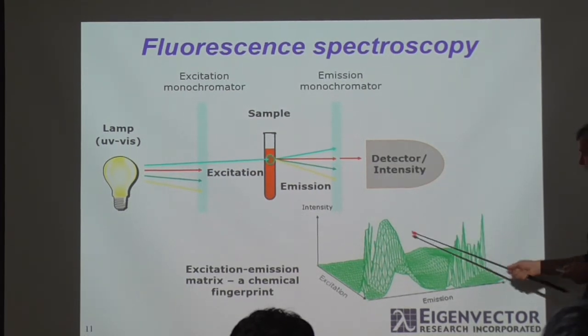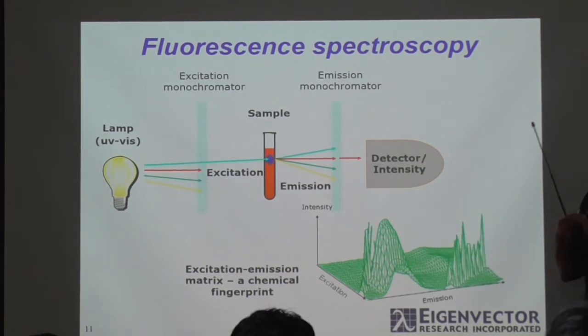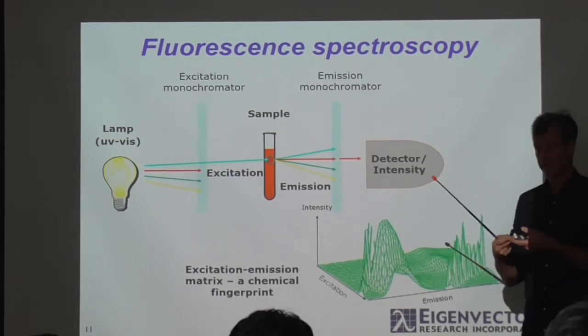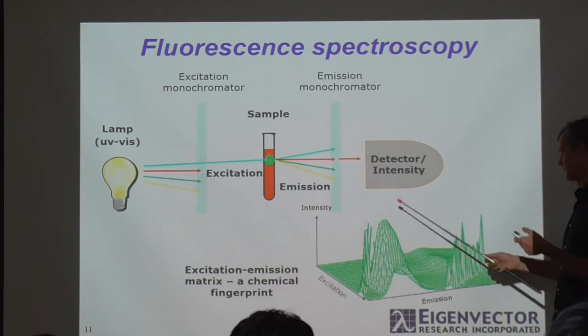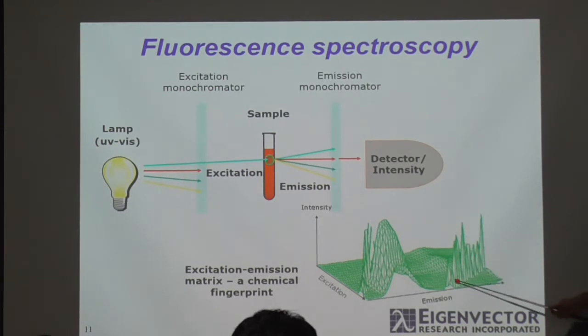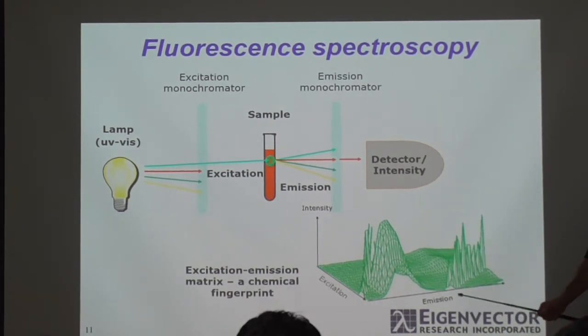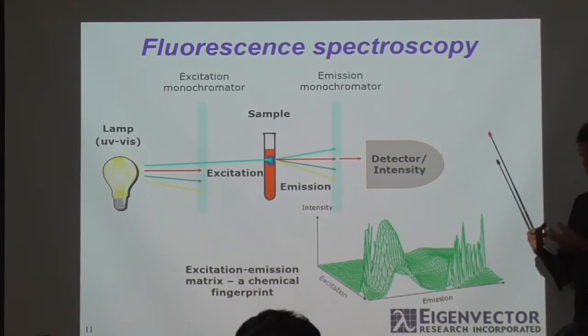And the nice thing here is that essentially every peak represents one fluorophore. Not all chemicals fluoresce, but some do. And at least in many circumstances, one peak will represent one particular chemical. These things here are not chemical. That's an artifact in the data, and we'll get back to that later on. This is Rayleigh scattering, and it doesn't represent the chemical information.